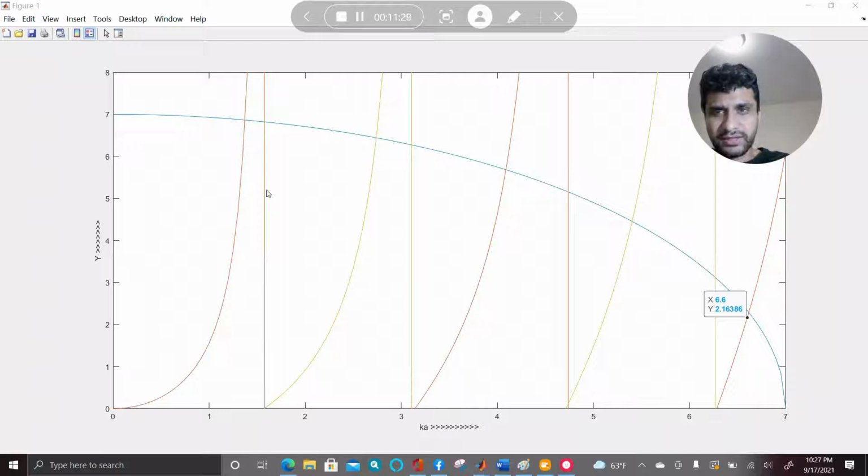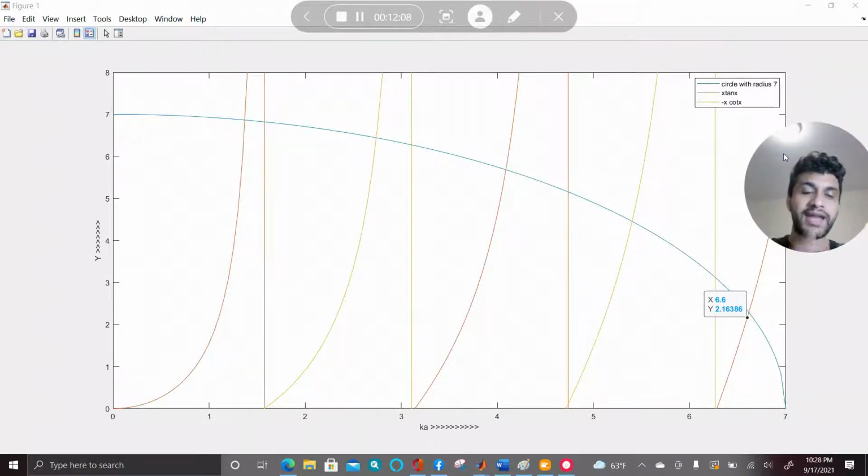And when this curve has infinite value, this curve has 0 value. It means it must be the graph of cot minus x cot, because cot has infinite value at 0, 180, but it has 0 value at 90 degrees, where the value of tan is infinite. So this yellow curve is of cot, this red curve is of tan, and this blue curve is of a circle with radius 7. You can clearly see that I have labeled like this.